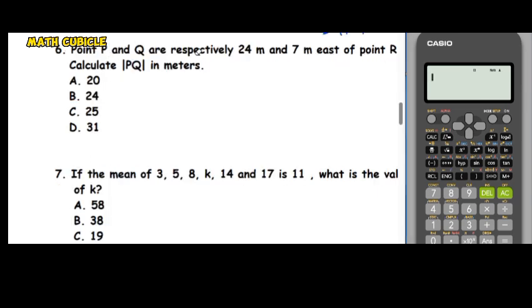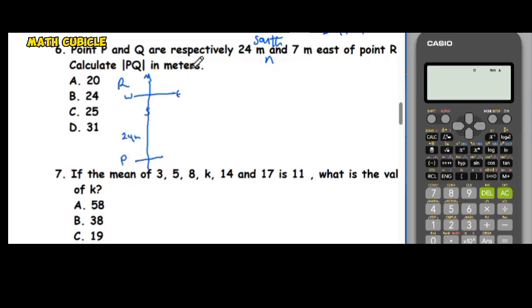Now for question 6, it says points P and Q are respectively 24 meters south and 7 meters east of point R. Calculate PQ in meters. Now the first thing we do is we sketch point R. This is point R. This is north, this is south, west, east. So point P is 24 meters south. So south, you draw this 24 meters like that. Then you draw your quadrant. So you call this point P.